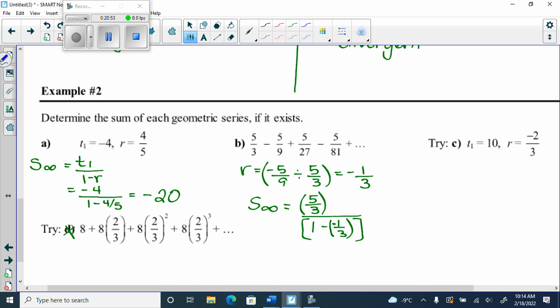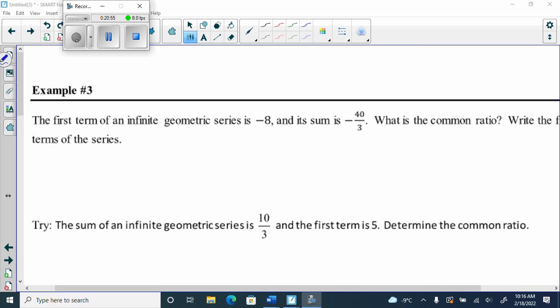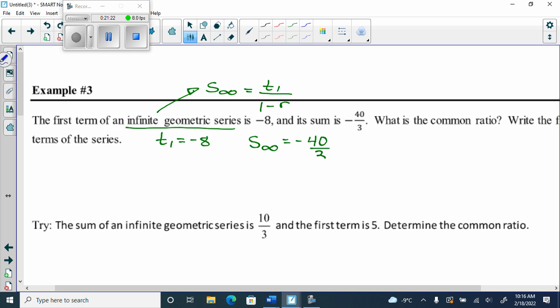This one says the first term in an infinite geometric series. So the moment I see infinite geometric series, I say S infinite equals T1 over 1 minus R. I'm going to use that formula. Now it says the infinite sum, the first term in it is negative 8. So I'm going to go T1 equals negative 8. And the sum, S infinite, it's not Sn, it's S infinite, equals negative 40 over 3. And then they want, what is the common ratio?